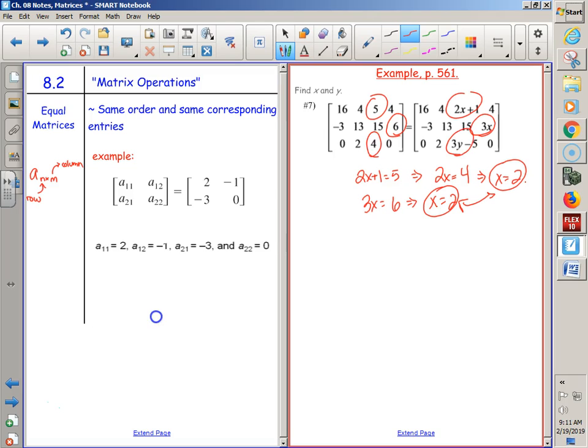Yeah, we still have the y too, right? So 4 is equal to 3y minus 5. Anybody added to get 9 and then divided? So either way, x equals 2, y equals 3.